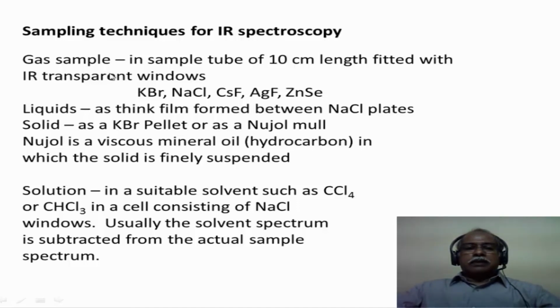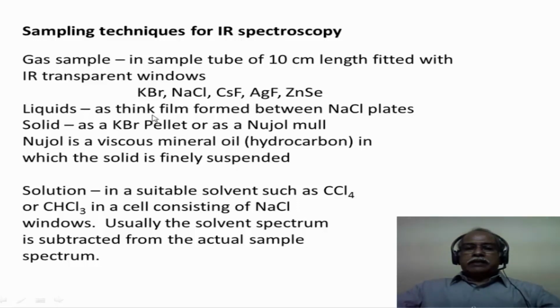Now samples such as gas samples, liquid samples, as well as solid samples can be measured using an infrared spectrum. If it is a gas sample, it is simply a 10 centimeter tube fitted with IR transparent windows made out of this material. The reason a 10 centimeter cell is necessary is that for a gas sample, typically the concentration is fairly low. At atmospheric pressure, the concentration is going to be small, so one needs to have a longer path length. That is why a 10 centimeter path length is generally used.